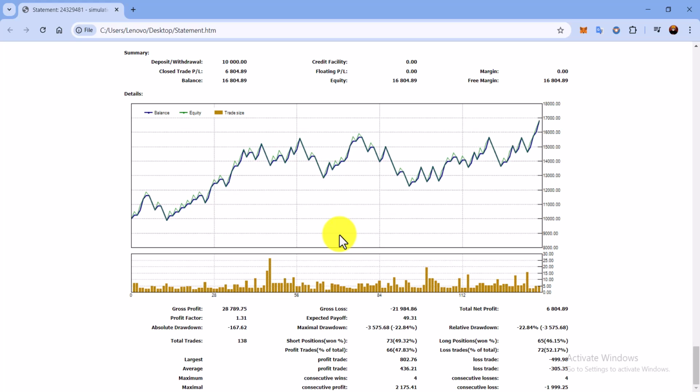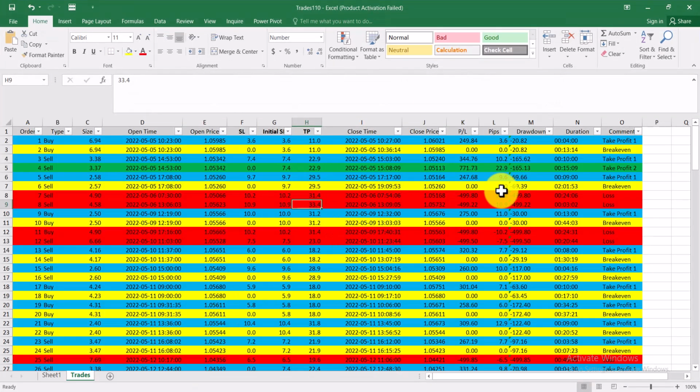I will put this journal in the description so you can download it and see how this trading strategy works. It would actually help you guys. The profit trades: consecutive wins are 4, consecutive losses are 4. Even though consecutive losses are 4, you cannot lose more than 5 trades in a row. It is giving you the number of 4, but I would say it will not go more than 5. And this is the complete journal of the trade.